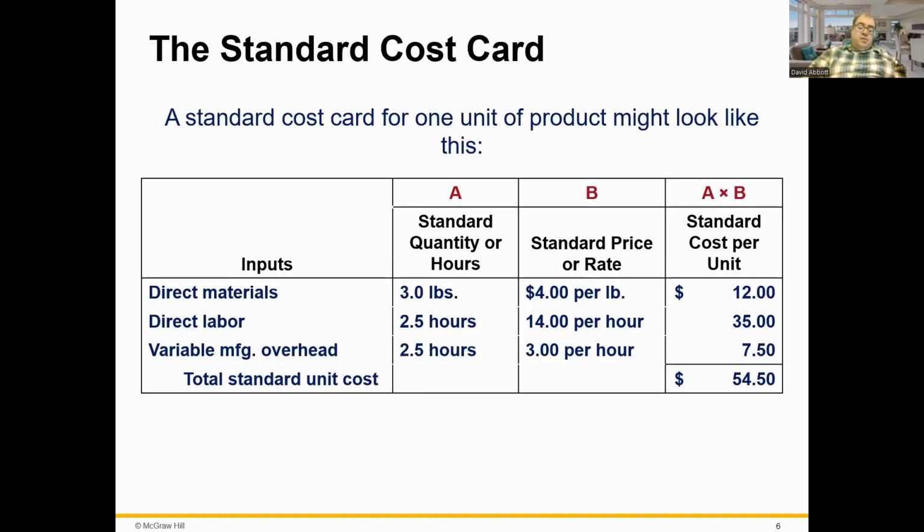The standard cost card. The standard cost card is a detailed listing of the standard amounts of direct materials, direct labor, and variable overhead inputs that should go into a unit of product, multiplied by the standard price or rate that has been set for each input.